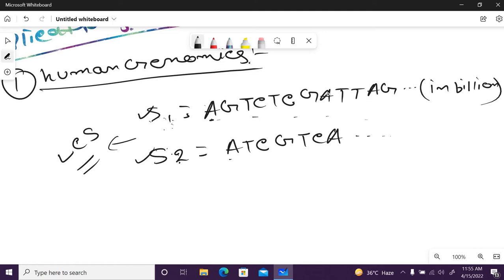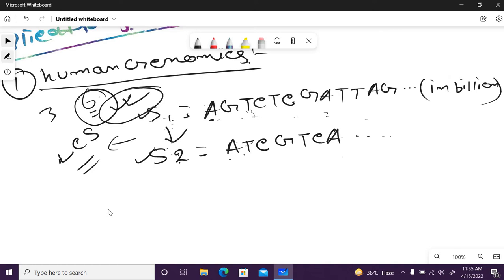If it is matching, then we can say that it is more related to this. Suppose we have another genome whose longest common subsequence is greater than this one. Suppose 6, 3. Then you can find out that it is more related. They are more related, or they have some family relation.